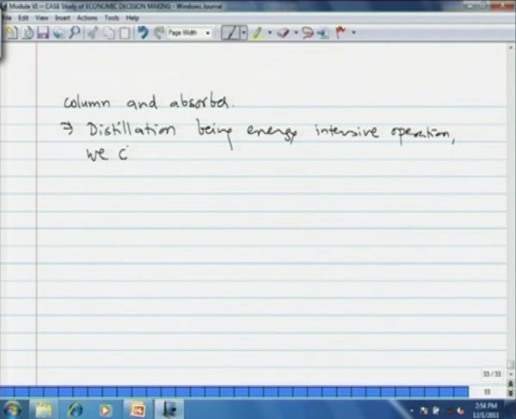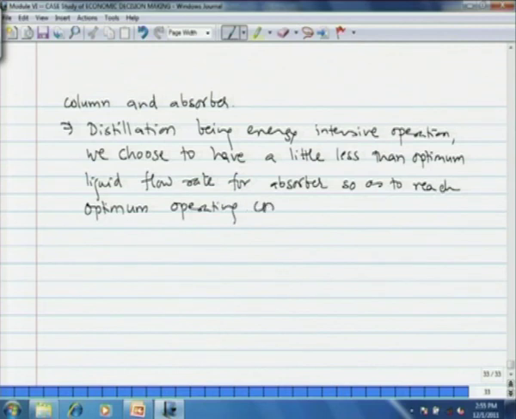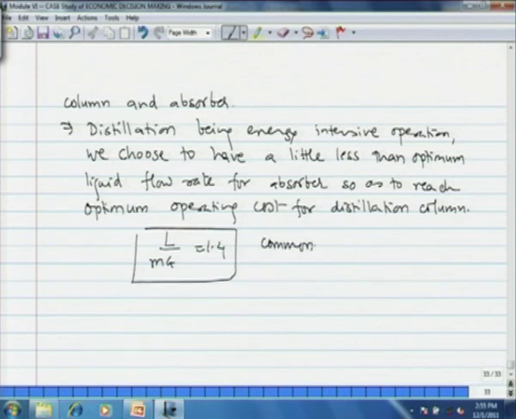we choose to have a little less than optimum liquid flow rate for the absorber, so as to reach optimum operating cost for the distillation column, and therefore, we choose L by mg equal to 1.4. So, this is a common rule of thumb for the absorber design.